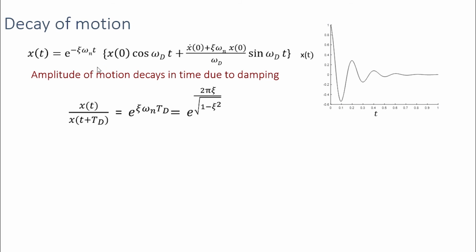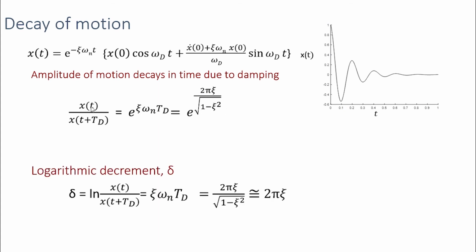So the only change is in the exponential term, and we can write the ratio x(t) by x(t plus Td) is equal to e raised to zeta omega n Td. We can expand this value of Td, so we get e to the power 2 pi zeta by square root of 1 minus zeta squared.